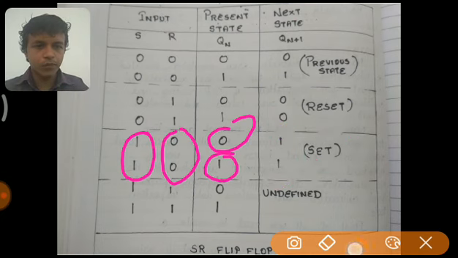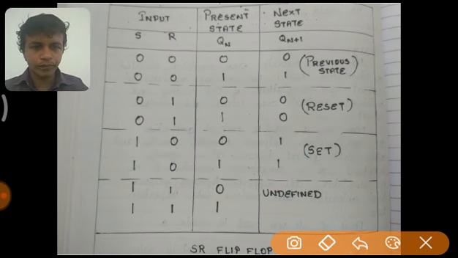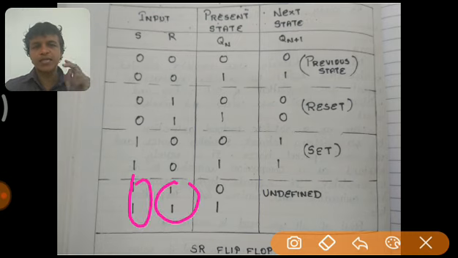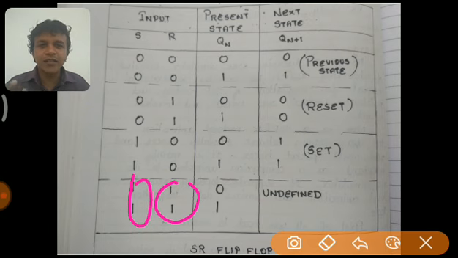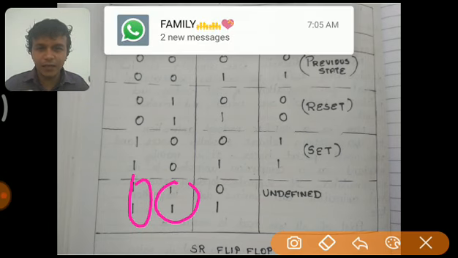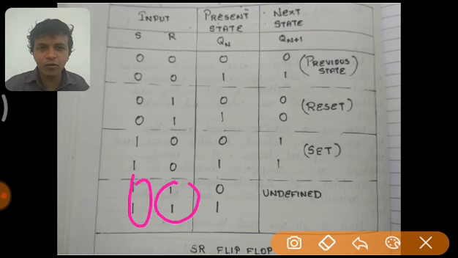Now the next one is 1 1. We are pressing the set switch and the reset switch at the same time. So what happens to the flip-flop? It gets confused. It is not in a stable state. It is confused about what value to take, whether 0 or 1.